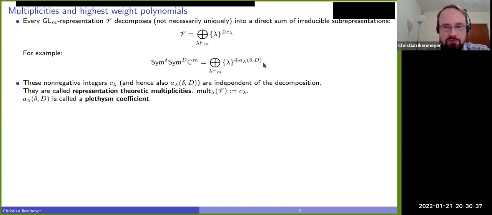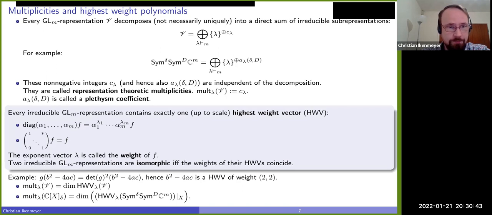And now there's a way of defining this very hands-on, and it's in this fashion here. This will allow you, whenever you have any representation, to find out what the multiplicities are. This is one way of doing it. Every irreducible GL_m representation contains exactly, up to scale, one so-called highest weight vector.